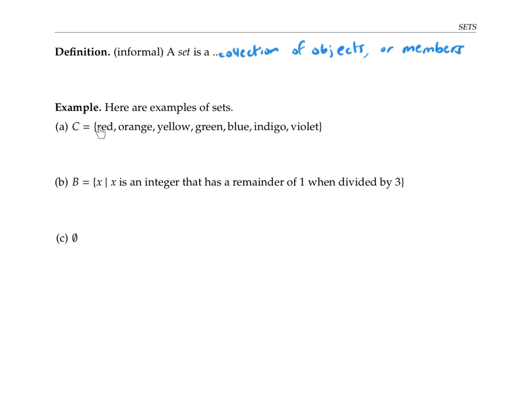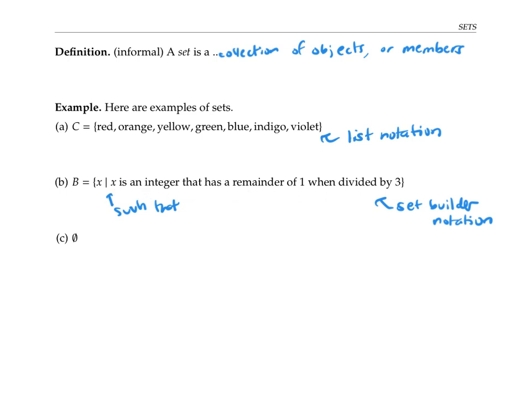When we write a set using these curly braces and we list all its members with commas between them, that's called list notation. Let's let B be the set of x such that x is an integer that has a remainder of 1 when divided by 3. When we describe a set by giving a property that all its members share, that's called set builder notation. In set builder notation, we start with a variable, then a vertical line that reads "such that," and then a description of the property that that variable needs to satisfy.